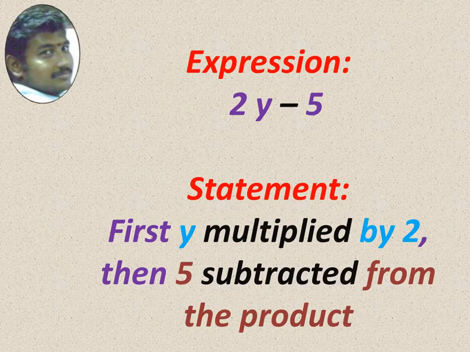Let's see the next one. 2y minus 5. See the statement: first y multiplied by 2, then 5 subtracted from the product. That's why the expression is 2y minus 5.